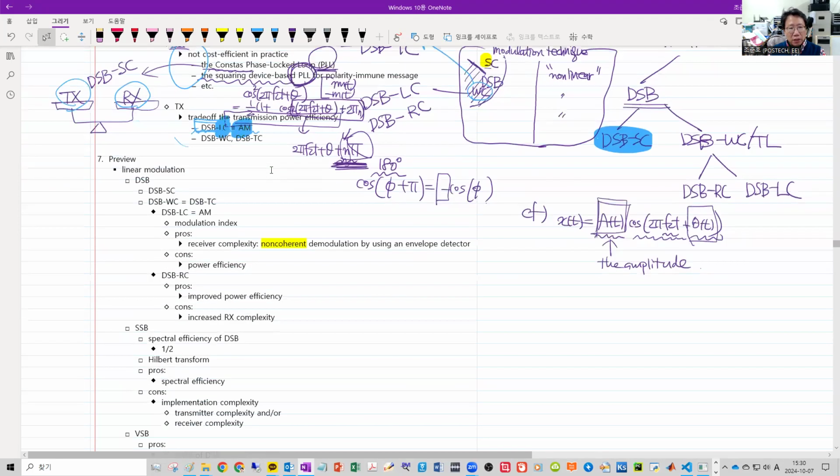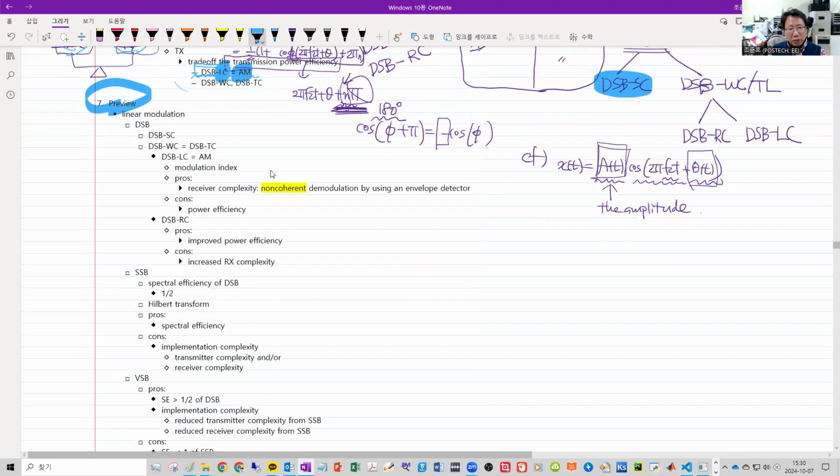So let's see. Here the preview just summarizes the hierarchy I mentioned. Within the subset of linear modulation, we have double sideband modulation, and inside it we have double sideband suppressed carrier. Here suppressed means no additional subcarrier. The antonym is double sideband with carrier, or double sideband with transmitted carrier. So these are complementary sets. And today we are going to study double sideband with large carrier.